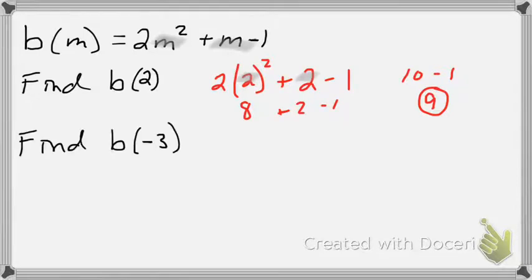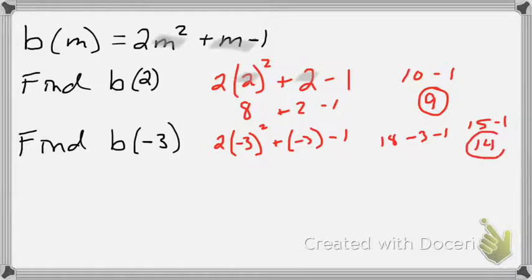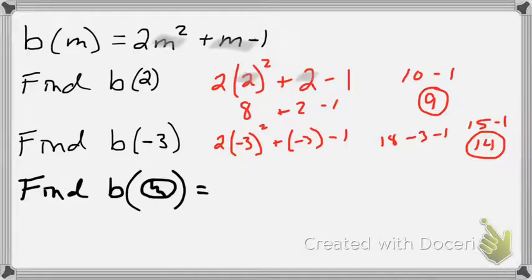You try this one. You should be getting 18 for the first term. If you got 36 or negative 18, you are making common teenager mistakes. 18 minus 3 minus 1, 15 minus 1, 14. Try this one. Find b of cracked egg. Correct answer, 2 times cracked egg squared plus cracked egg minus 1.